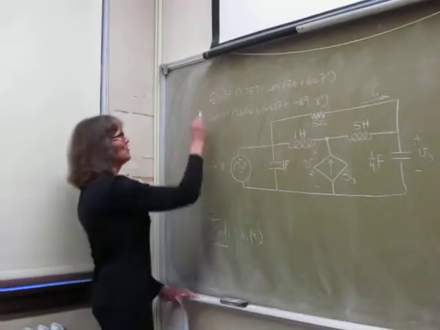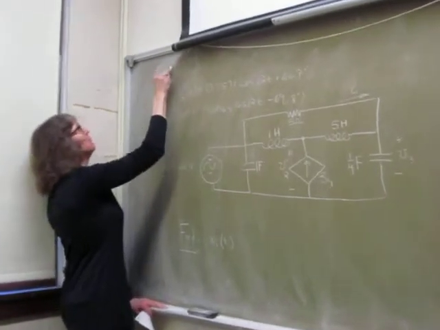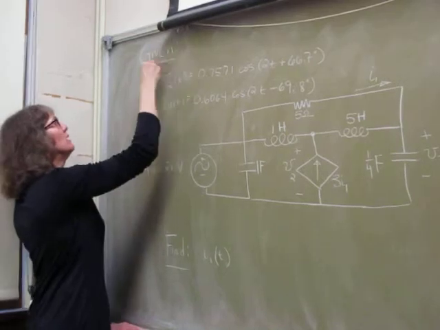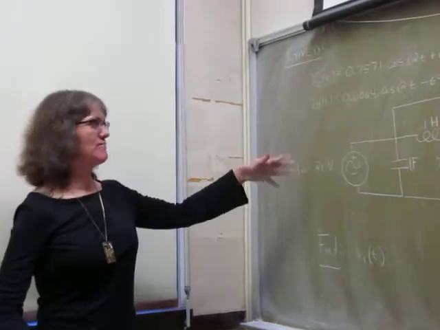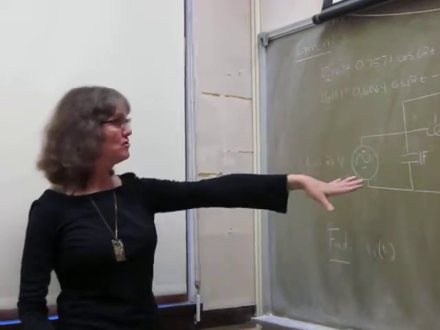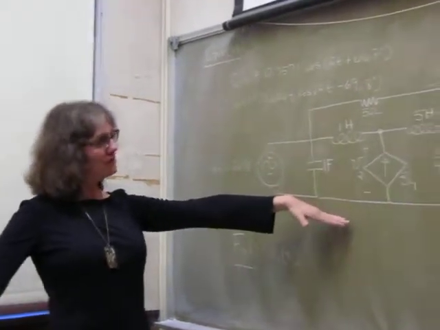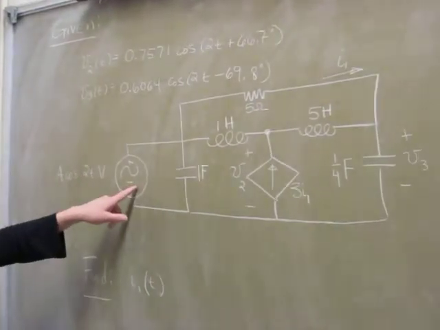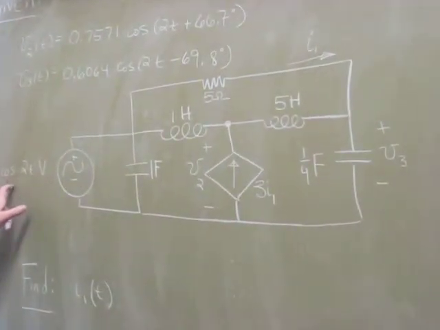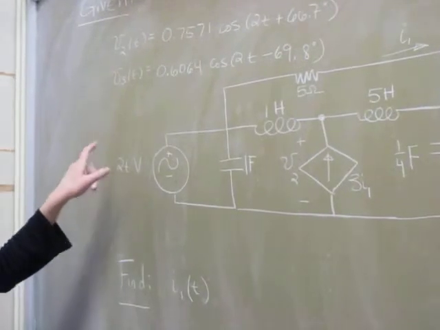Okay, so we're going to do a phasor problem in chapter 10. I've already got it on the board for you. We are given this circuit here, and it is shown in the time domain because we're given the voltage source as a function of time. It's a sinusoidal voltage source.